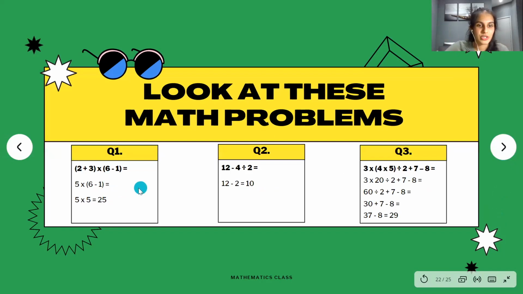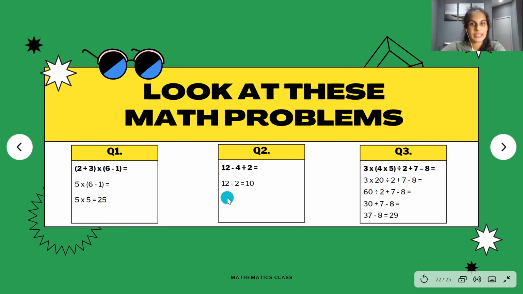So for the first question, we have 2 brackets here, which we will be solving from left to right. So the first bracket is 2 plus 3. Our answer is 5. Next, we will multiply by our second bracket, which is 6 minus 1. So 6 minus 1, our answer will also be 5. So our last equation will be 5 multiplied by 5, which is 25. And that is our final answer.